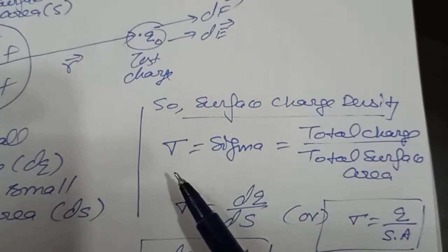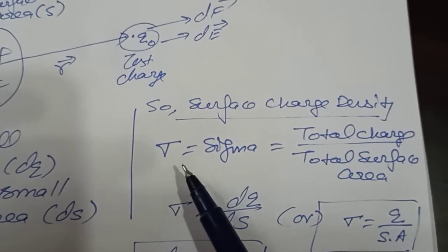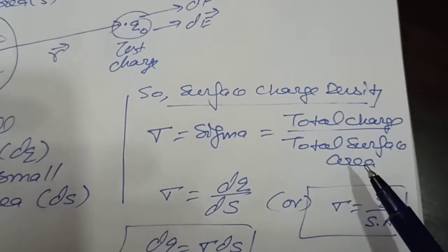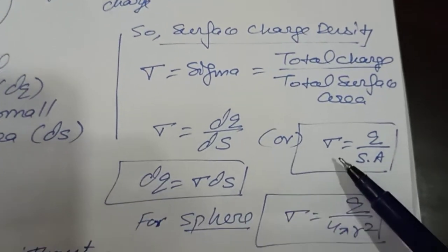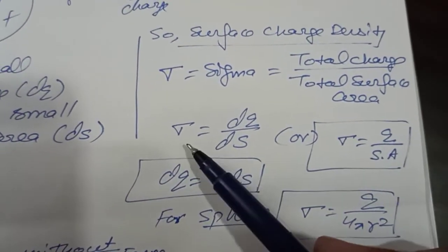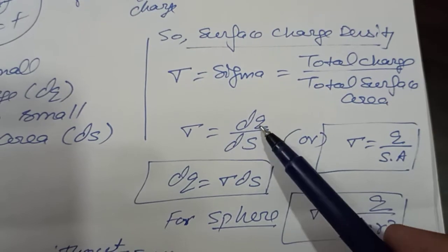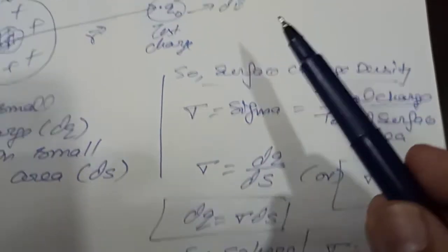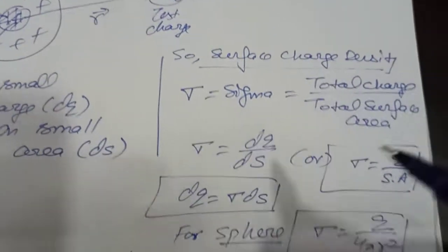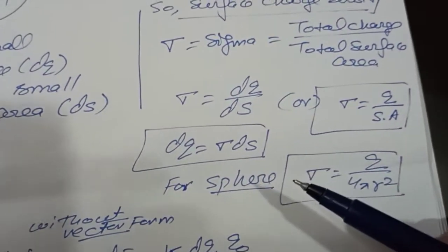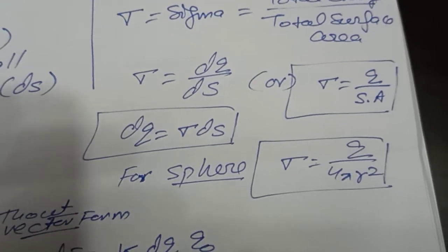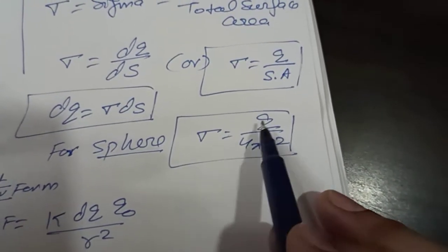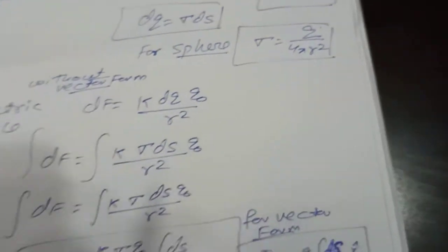Surface charge density is a physical quantity represented by sigma, and it is the ratio of total charge upon total surface area. So if we have a small charge and small surface area, dq comes as sigma into dS. Every time in the formula for electric force and electric field, we place the small elemental charge dq which we have assumed. If the sphere has radius r, we use total charge upon total surface area, 4 pi r square.